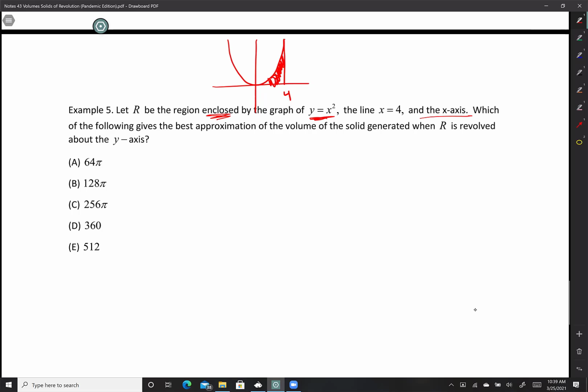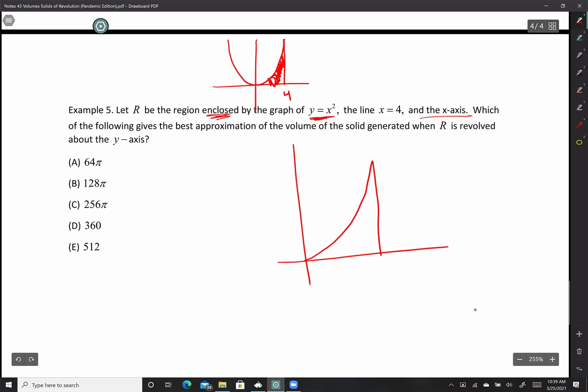Which of the following gives the best approximation of the volume of the solid generated when R, which is the shaded region I just did there, is revolved about the y-axis? Okay, let me exaggerate it now. So here it is. They're talking about this region, and I'm going to rotate it about the y-axis. When I rotate it about the y-axis, let's see. Maybe I should do the equidistant thing first again on this one. Oh, that was my parabola. I could have just done my parabola there. All right, there it is.